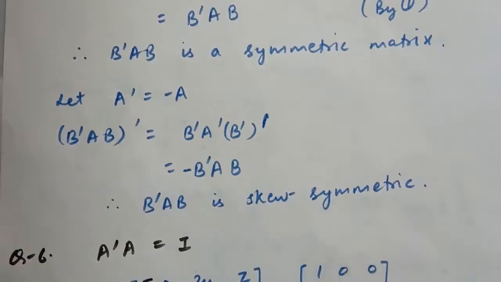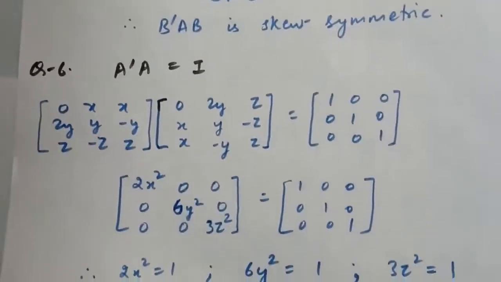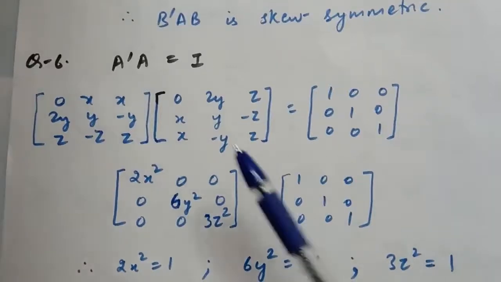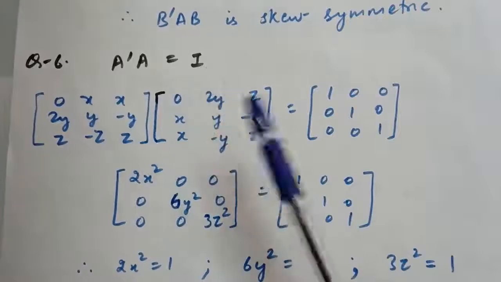Right? Now question number 6 is: find the values of x, y, z if the matrix A is given as this and A transpose A is equal to the identity.